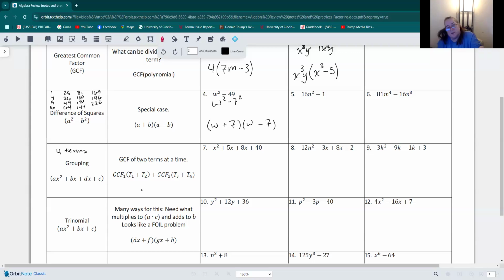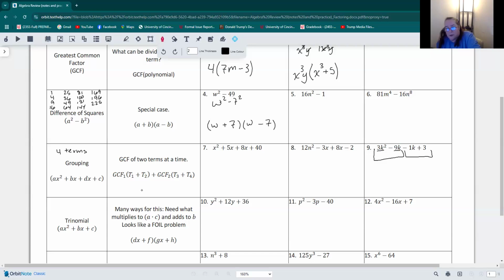And remember, terms are those groups of letters and numbers that are separated by those pluses and minuses. So with grouping, we do 2 things at a time. I'm going to start with the hardest one, and then I'm going to leave the other 2 for you guys. So we're going to do 2 things at a time with a GCF. So those 2 and those 2. Looking at the first terms, I'm saying, what can I pull out of 3k squared and a minus 9k?